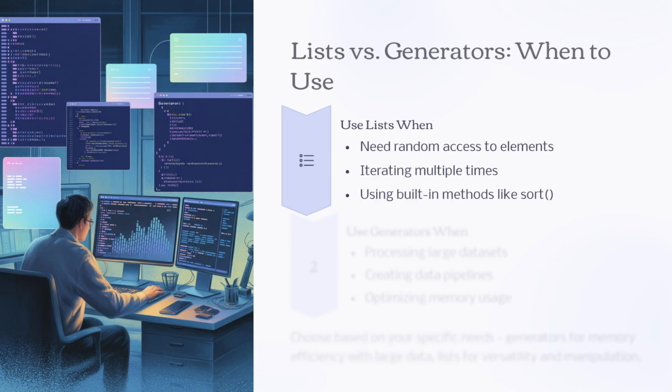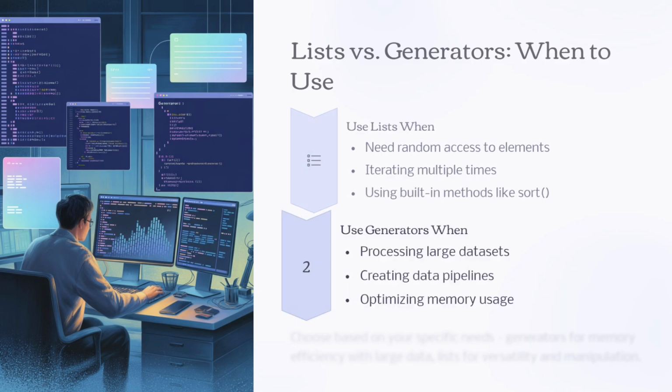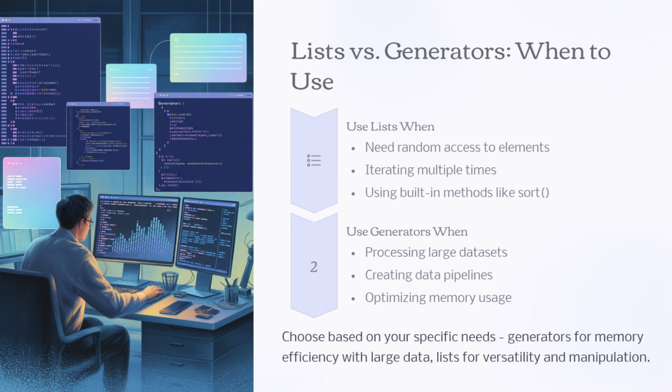So lists versus generators, when to use. You have to use lists when you need random access to elements, use lists when iterating multiple times, and use lists again when using built-in methods like sort. Use generators when processing large data sets, and use generators again when creating data pipelines. You can use generators again when optimizing memory usage, and choose based on your specific needs: generators for memory efficiency with large data, and lists for versatility and manipulation.